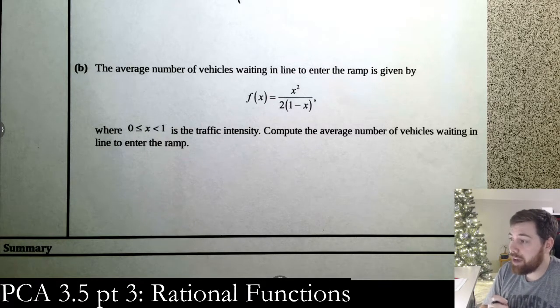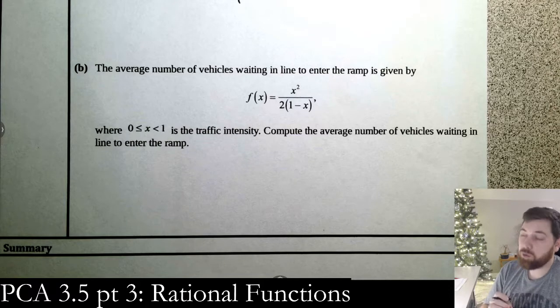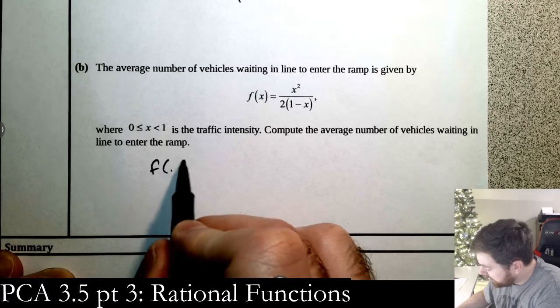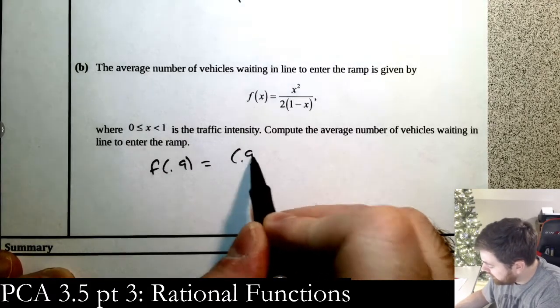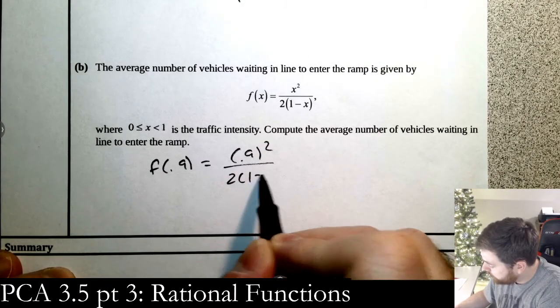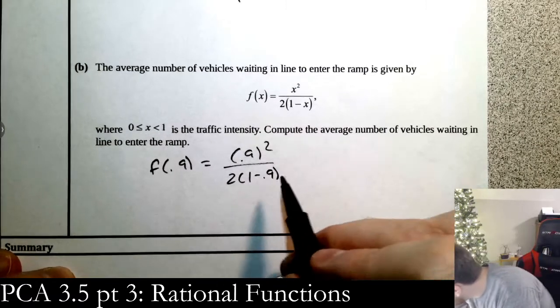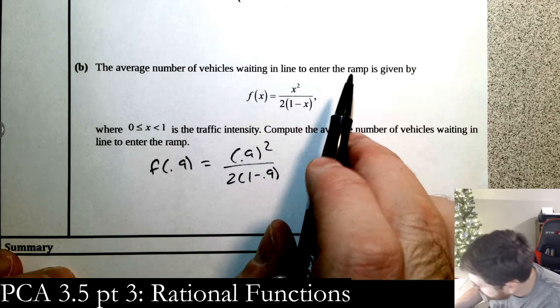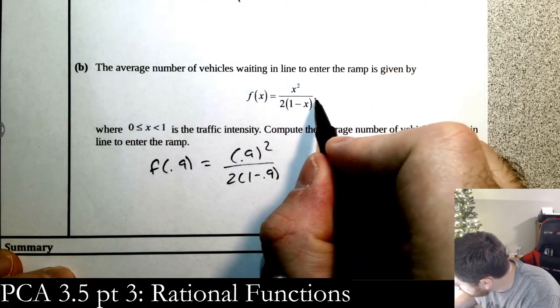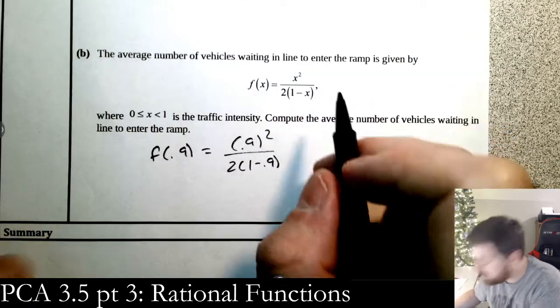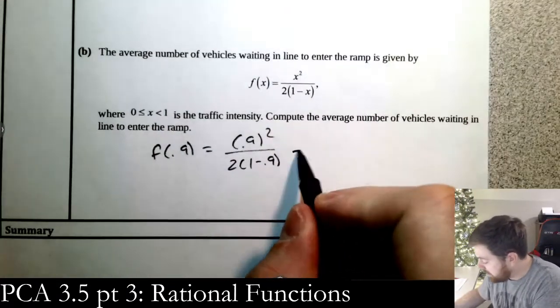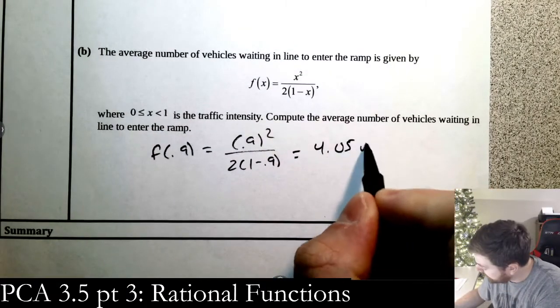So we're going to compute the average number of vehicles waiting in line to enter our ramp. Okay? So all we have to do here is find out what f of 0.9 is. So you're going to plug that in: 0.9 squared over 2 times (1 minus 0.9). I think this should be a squared, right? I'm not crazy. Nope, it totally should be just that. We're good. So you plug that in, and you end up getting 4.05 vehicles.